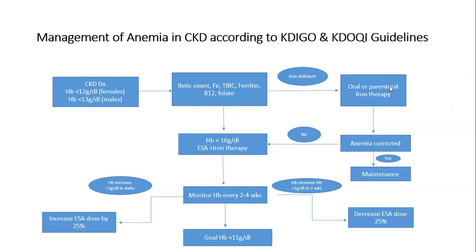And if the increase in HB is too slow, like less than 1 gram per dL in 4 weeks, the ideal is a 2 grams per dL increase in hemoglobin in 4 weeks. So if the increase is less than 1 gram in 4 weeks, you increase the ESA dose by 25%. You monitor the HB every 2 to 4 weeks, and the goal is 11. Any HB above 11, above 10, you don't use an erythropoietin stimulating agent, right?